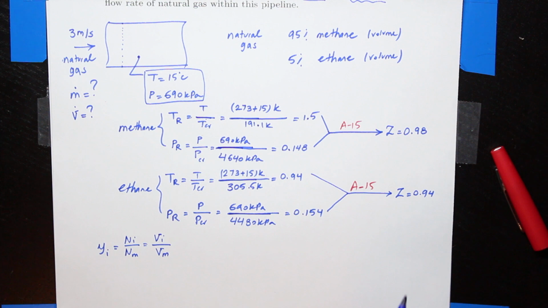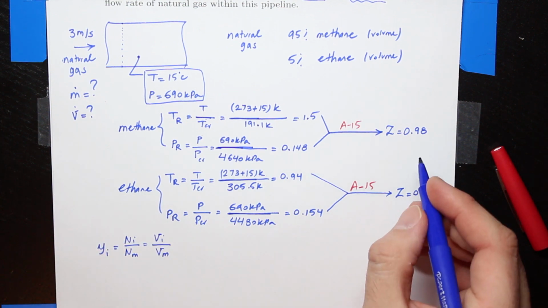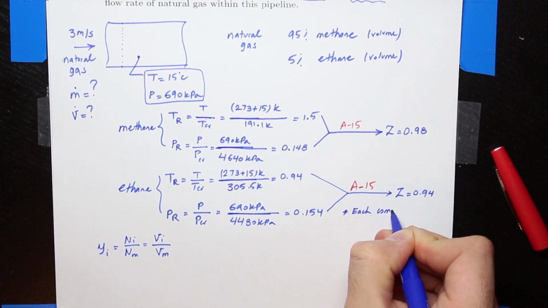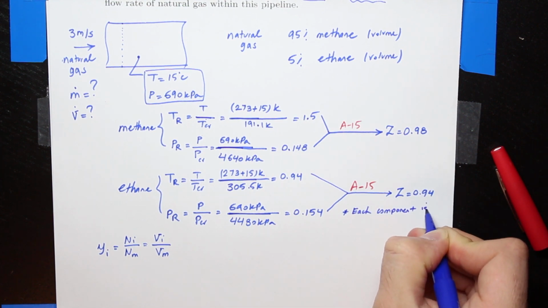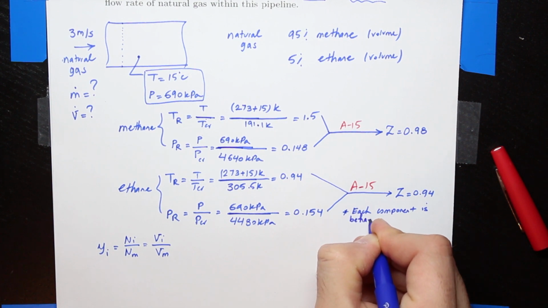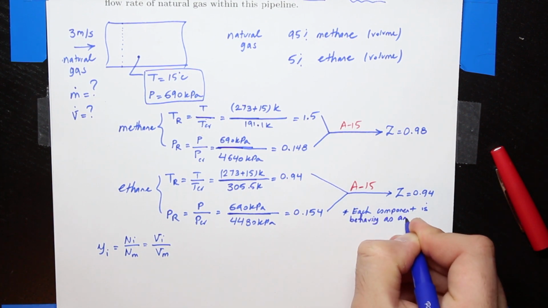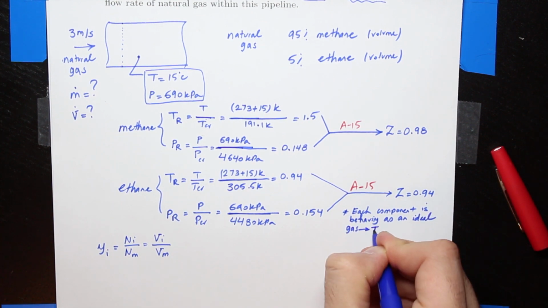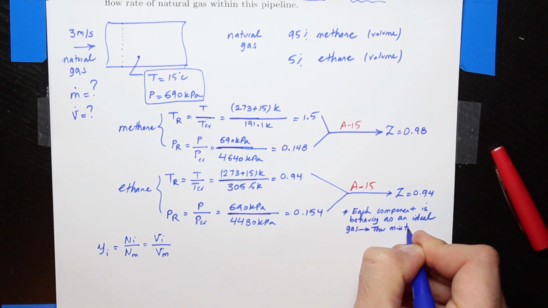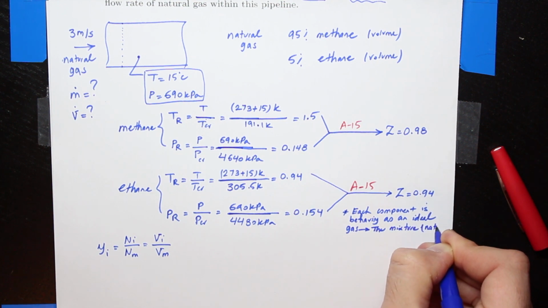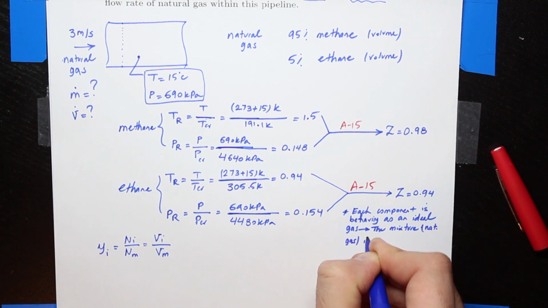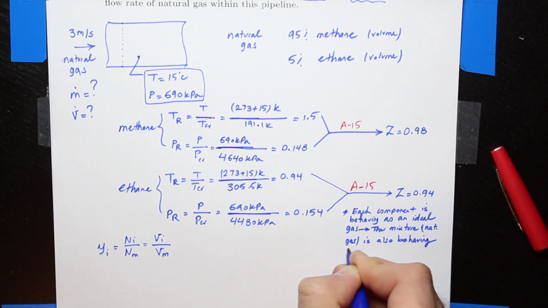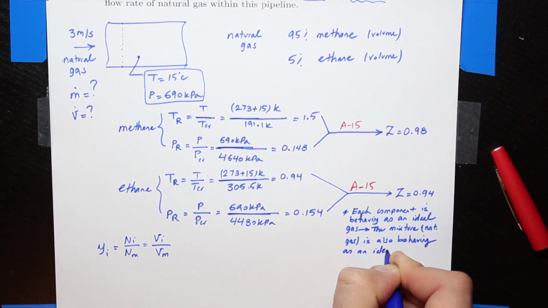Okay, so before jumping into here, I should have made a conclusion that each component is behaving as an ideal gas. Therefore, the mixture, which is basically natural gas, is also behaving as an ideal gas.